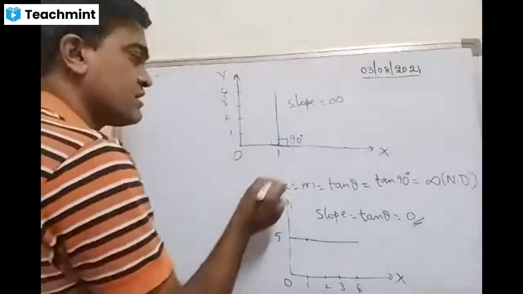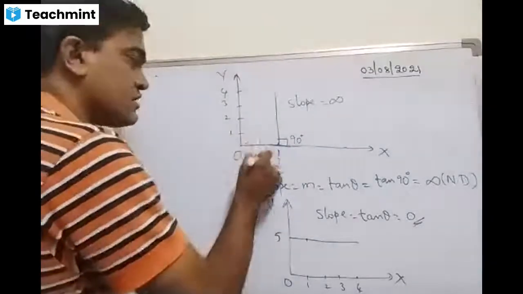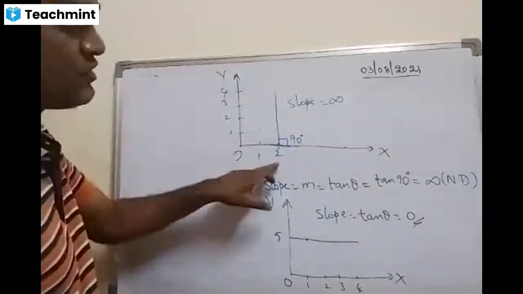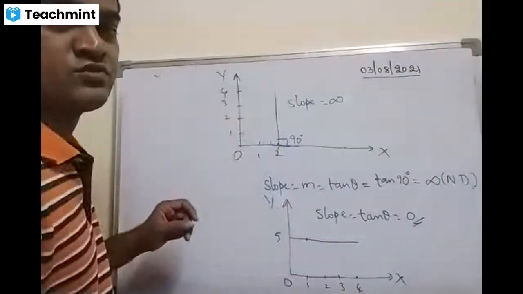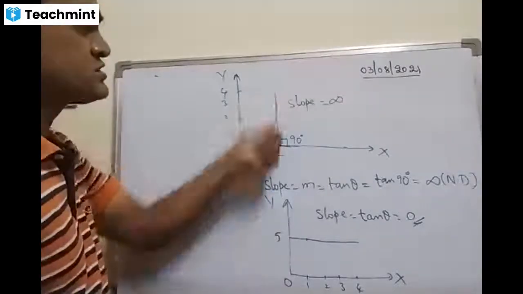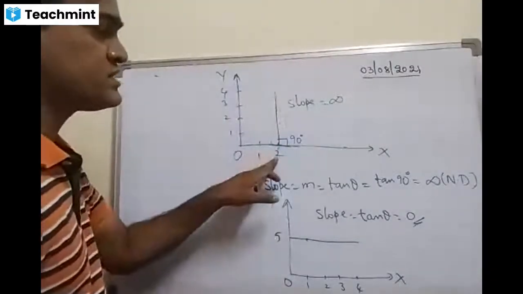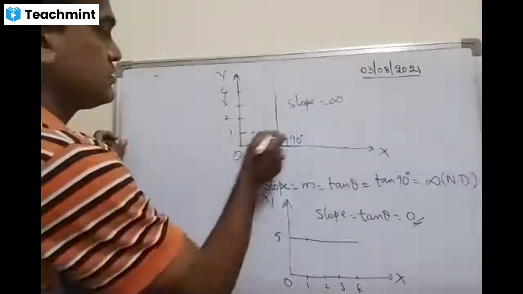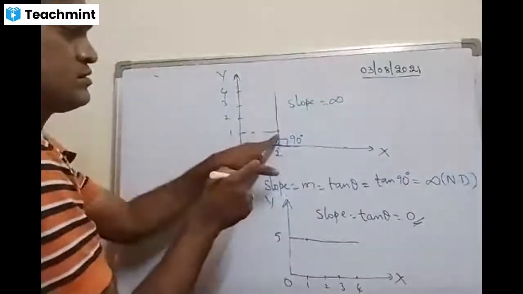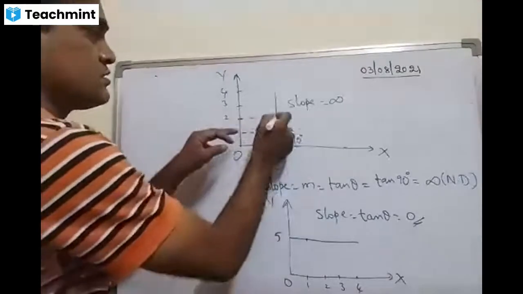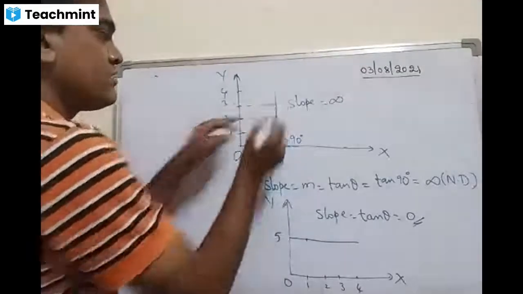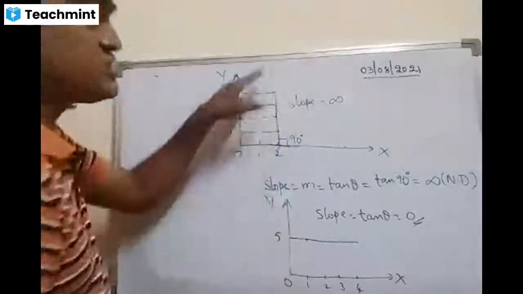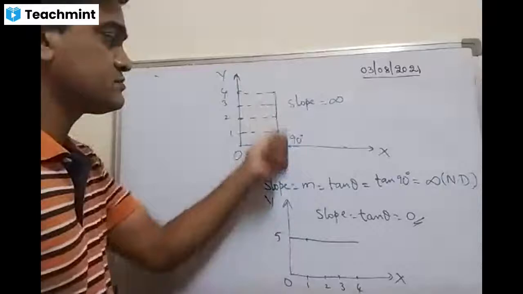Now what about x? Here let us take 1, for example, or here 1 and here 2. Is x changing throughout this line? If I ask you what x is throughout this vertical line, the x value is always equal to 2. What about the y values? Here the value of y is 2, here 3, here 4. Y is changing.